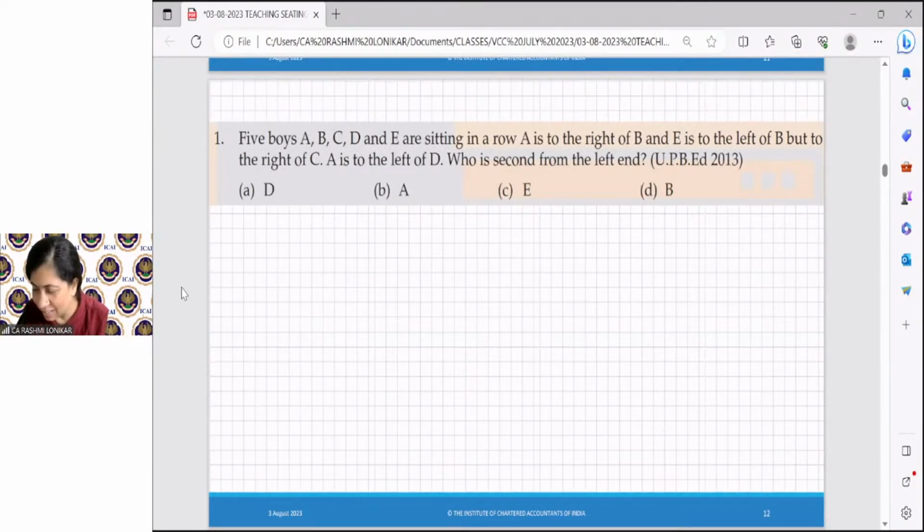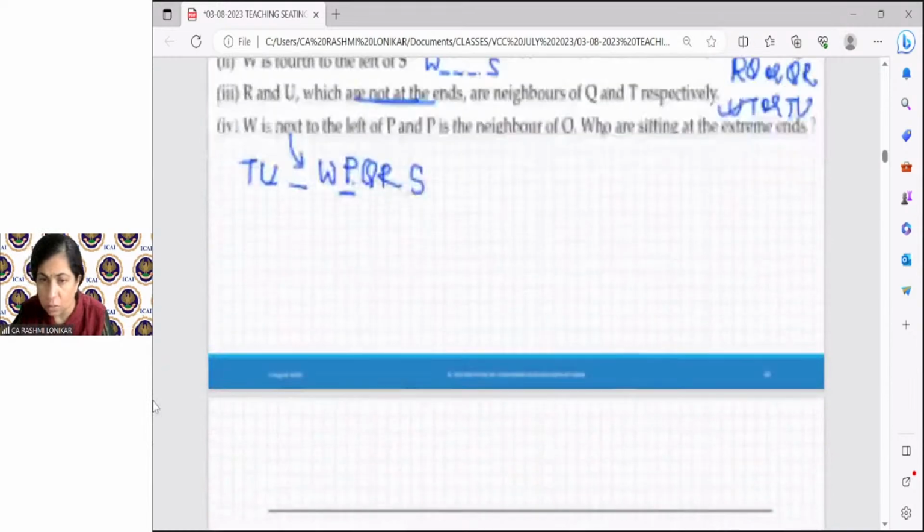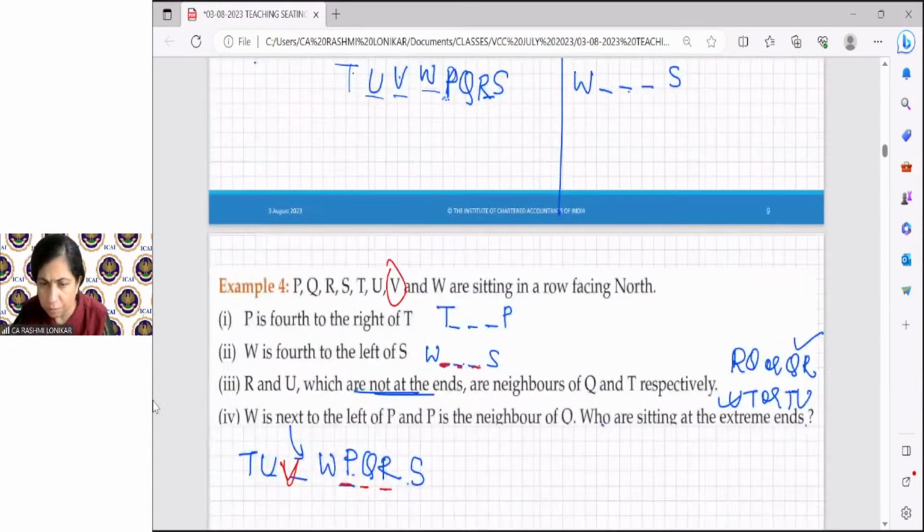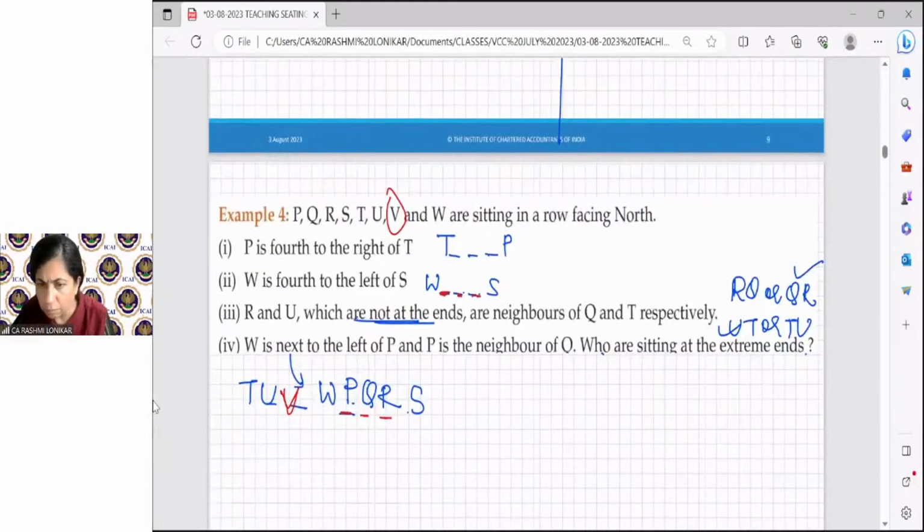Yes, Chanchal, SQP TR is not correct because RT, what is the information? Okay, see, Chanchal, your answer is not correct because R is not at the end. So you cannot have R either on the left hand side or the right hand side. Okay, is it crystal clear now?